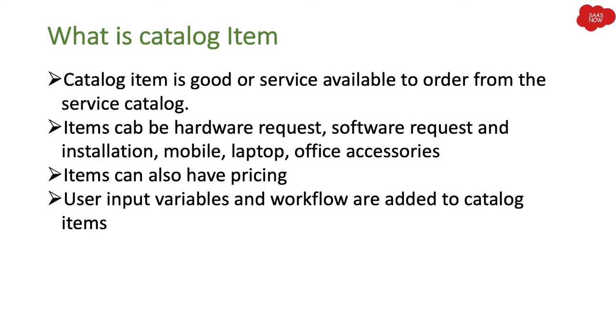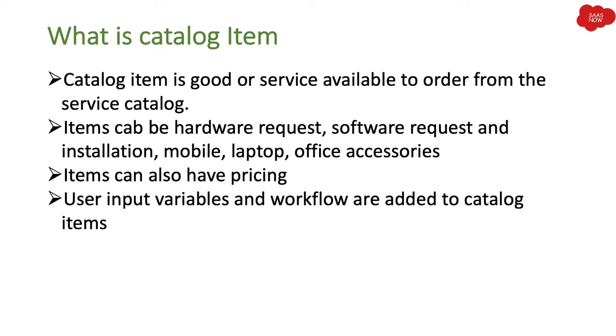What is a catalog item? A catalog item is a good or service available to order from the service catalog. It's just a service which you provide to the end users so that they can request it. Items can be a hardware request, software request, installation, mobile, laptop, office accessories. Anything which you don't want to handle via incident, change, or problem, you will move under request management, and put those services as part of the form so the users can submit those requests, and you get those requests and fulfill them.